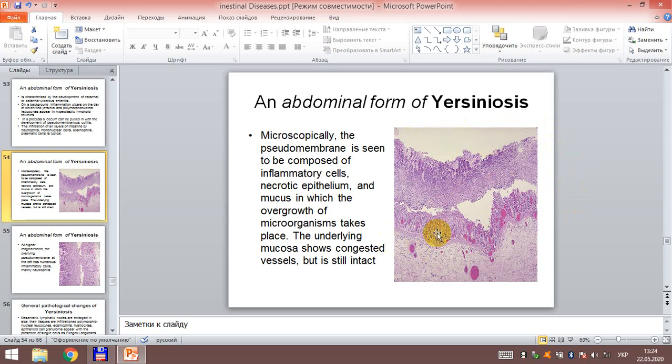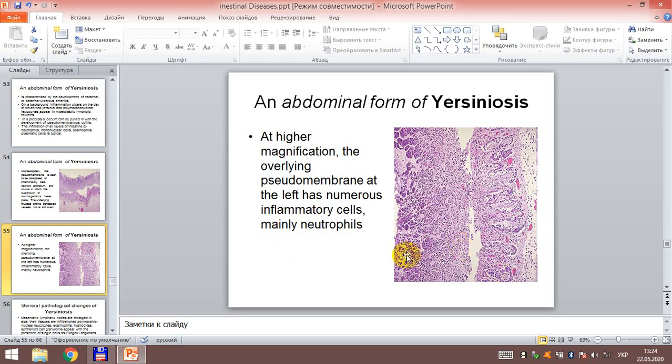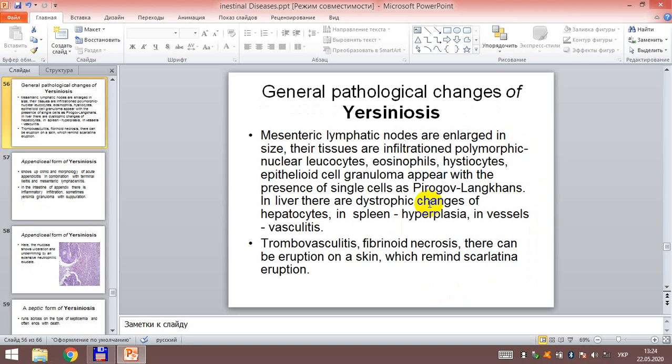Microscopically, the pseudomembrane is seen to be composed of inflammatory cells, necrotic epithelium, and mucus, in which the overgrowth of microorganisms takes place. The underlying mucosa shows congested vessels but is still intact. In this abdominal form of yersiniosis at high magnification, the overlying pseudomembrane at the left has numerous inflammatory cells, mainly neutrophils. General pathological changes of yersiniosis.